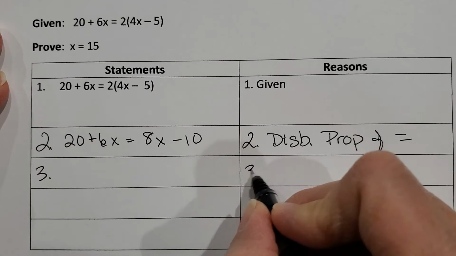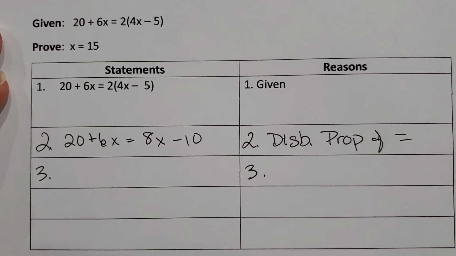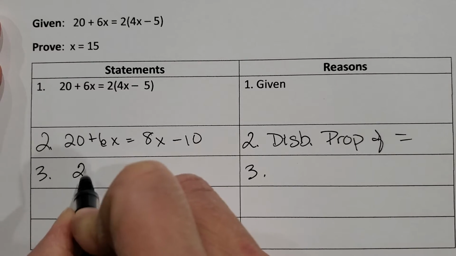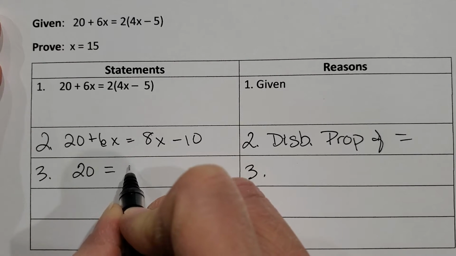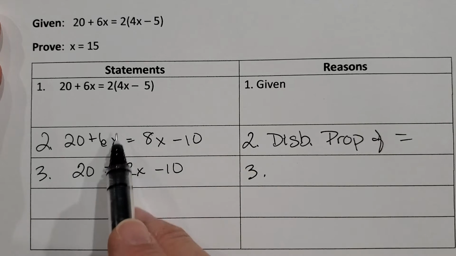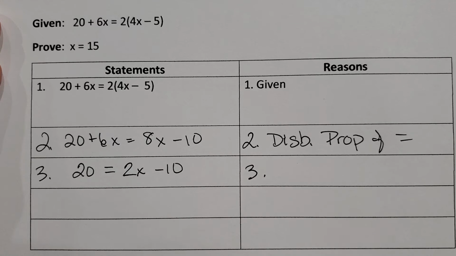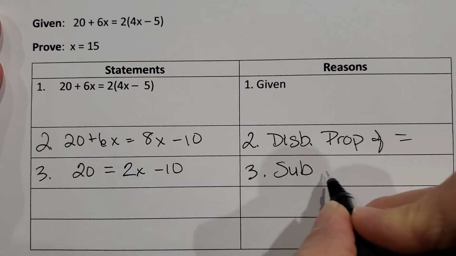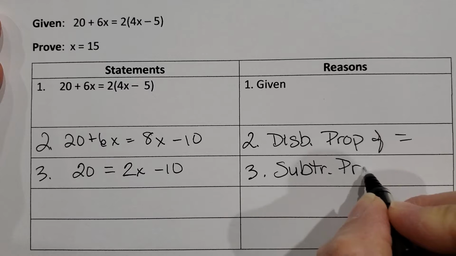Next, we have a decision to make. We can either move the constants or we can move the variables. I'm going to move the variables first. So I'm going to subtract 6x from both sides. I don't actually have to show that I'm subtracting 6x. And when I do that from both sides, it cancels on the left side, and I get 2x on the right side because 8x minus 6x gets me my 2x. What did I do? If I subtract something from both sides, that's the subtraction property of equality.